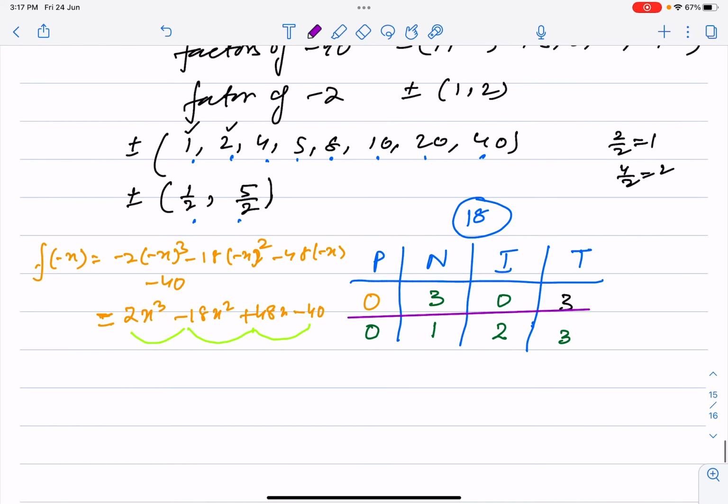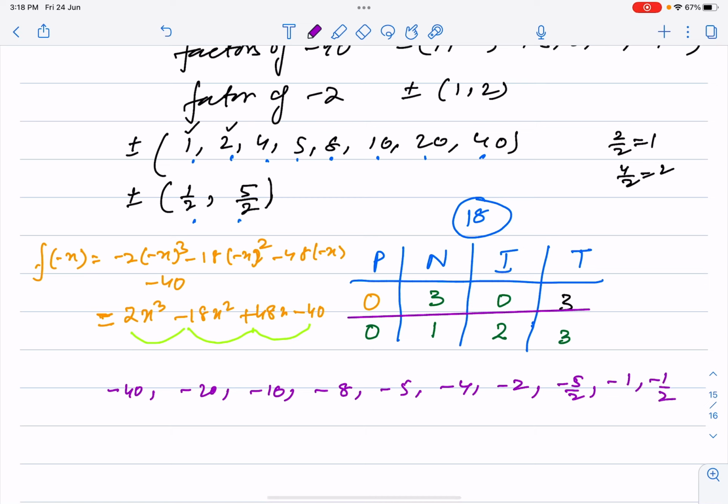So how to start? See, the roots are minus 40, minus 20, minus 10, minus 8, minus 5, minus 4, minus 2, minus 5 by 2, minus 1 and minus half. So these are the possible negative roots.